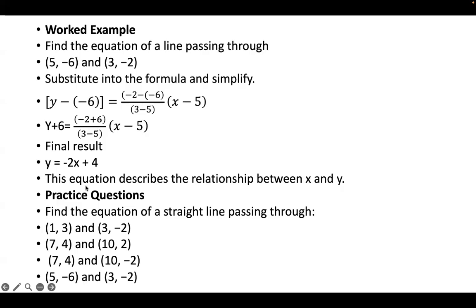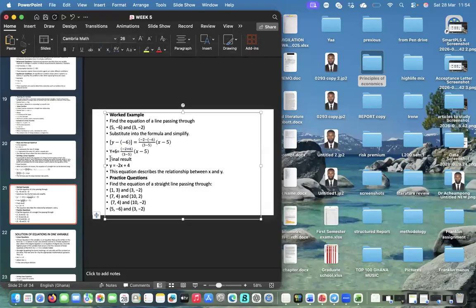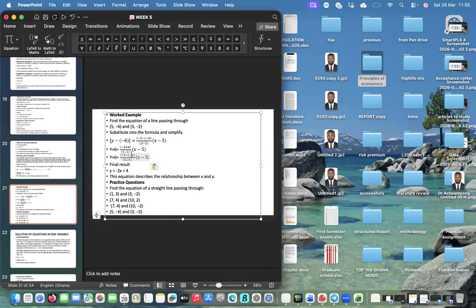So this is what, then in its simplest form, you get y plus 6 is equal to 4 over -2.